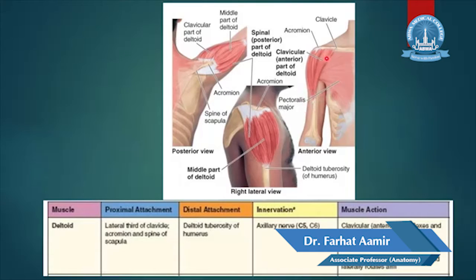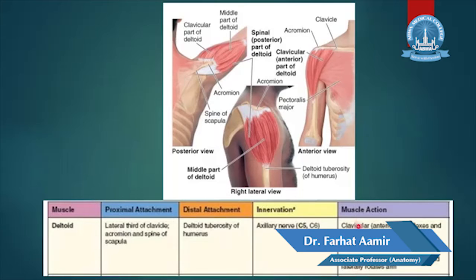Axillary nerve is the nerve which is innervating the deltoid muscle. There are only two muscles which are supplied by axillary nerve. One is deltoid and the other one is teres minor muscle. Remember this thing. This can be asked in viva exam, and in MCQs it is asked that axillary nerve is supplying deltoid muscle and teres minor muscle. So C5 and C6 is the root value.